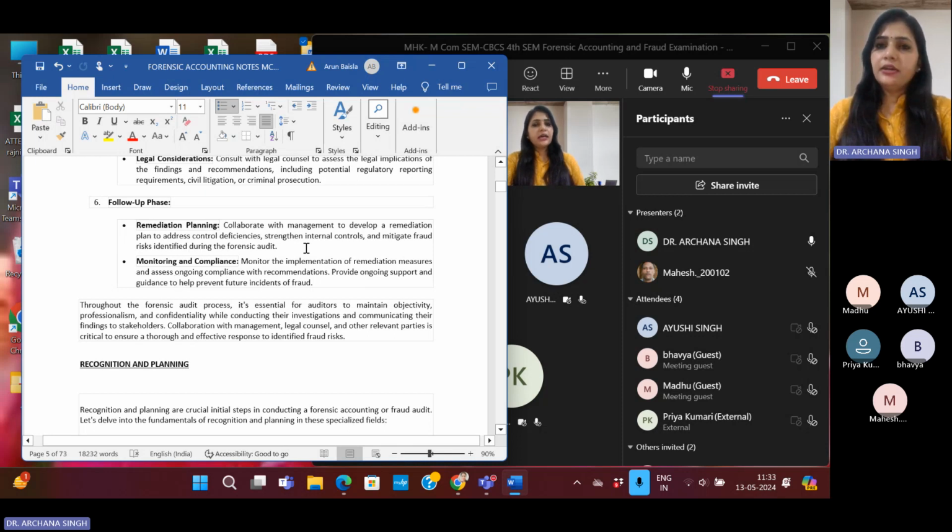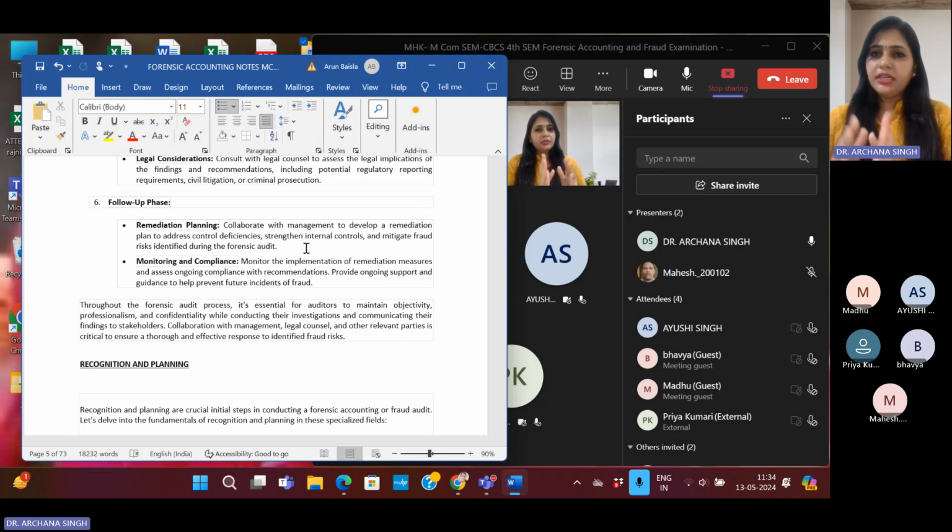Remediation planning means they have to collaborate with the management to develop a remediation plan to address the control deficiencies, strengthen the internal control and mitigate the fraud risks identified during the forensic audit. Then they have to collaborate with the management to develop a remediation plan regarding that fraud so that they can address the control deficiencies and strengthen their internal control. And then they have to monitor compliance, meaning monitor the remediation measures that they have implemented.